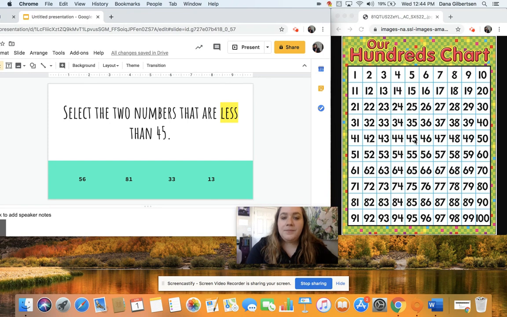Good, right here. So now we need to look at our first number. The first number they're giving us is 56. So we need to figure out, is 56 less than 45? Go ahead and find the number 56 on your hundreds chart. Point to it. Good. We found 56 right here.